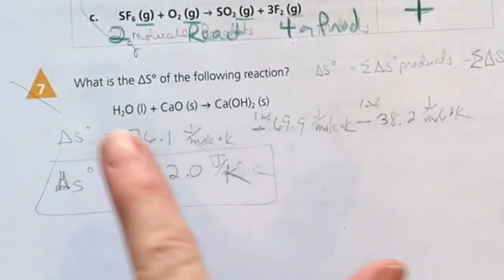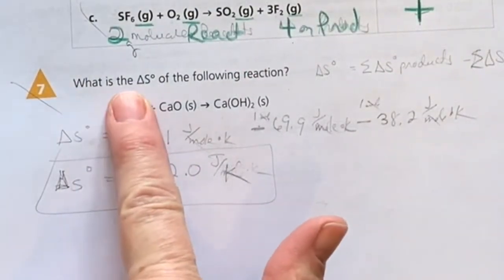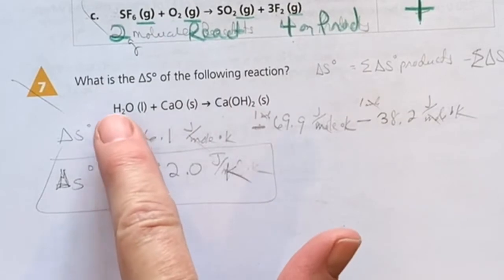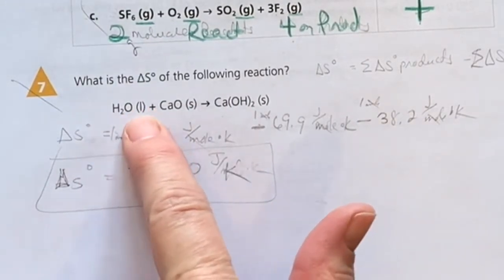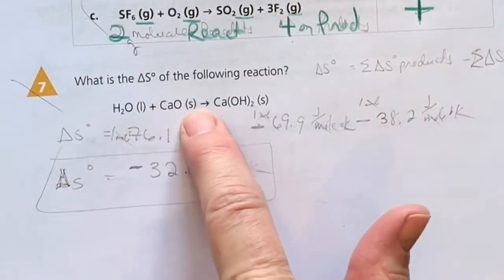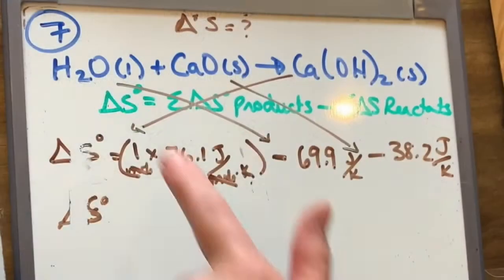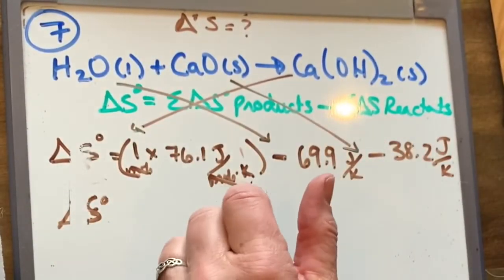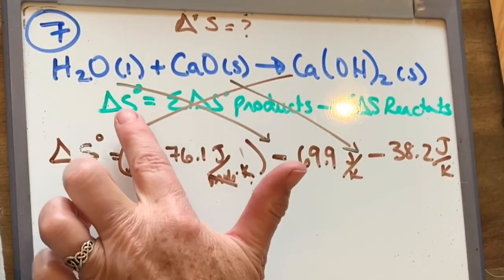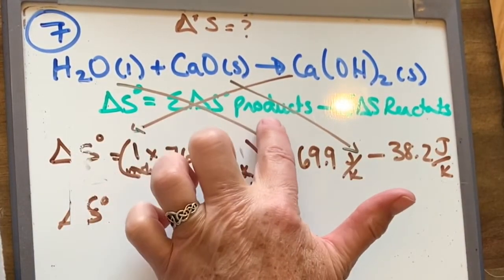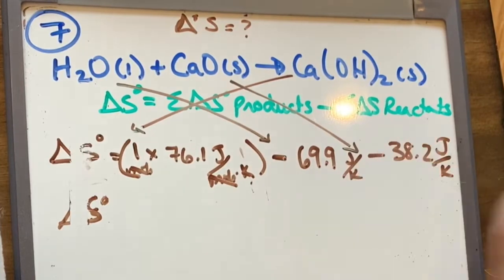All right, we're on number 7. What is the delta S of the following reaction? H2O, which is a liquid, plus CaO, which is a solid, makes Ca(OH)2, which is a solid. Here's our reaction here. And we know that our delta S equals the sum of delta S products minus the sum of delta S reactants.